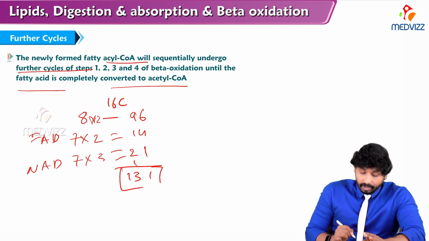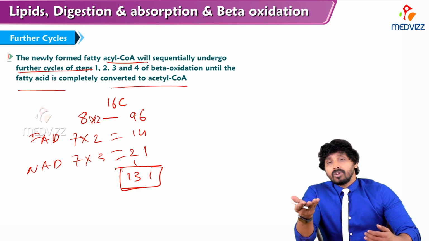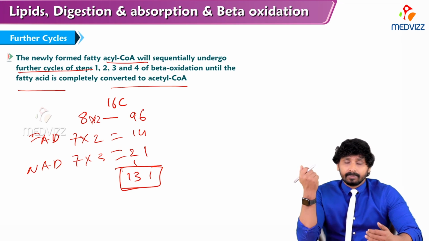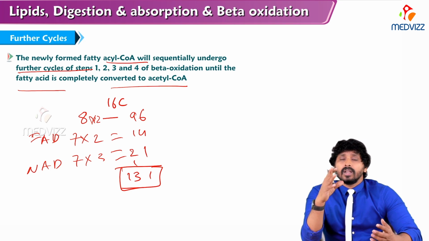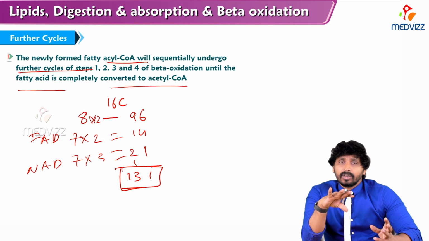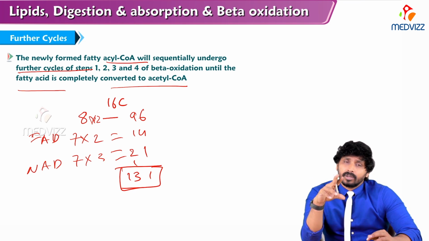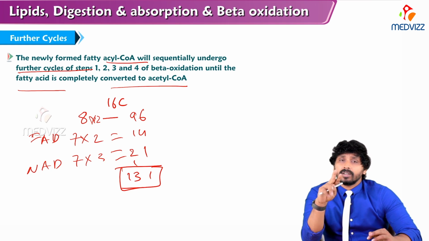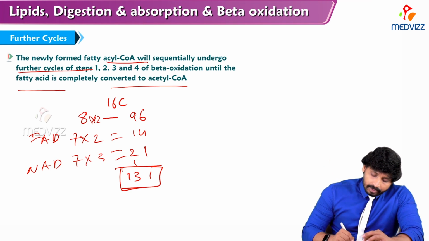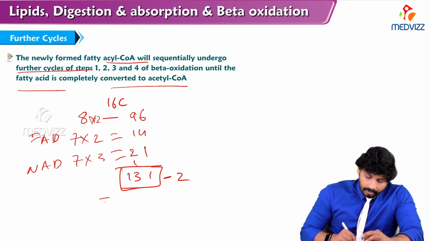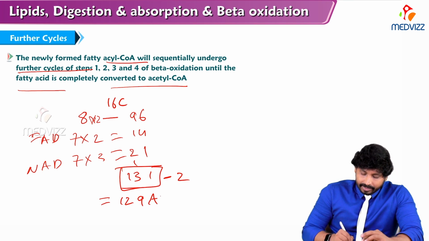But remember, during activation of the fatty acid in the beginning, in the preparatory steps, once the fatty acid enters the cell, to convert fatty acid into fatty acyl-CoA we have invested 1 ATP which is converted to AMP, but it is counted as 2. So 131 minus 2, the net production will be 129 ATPs.